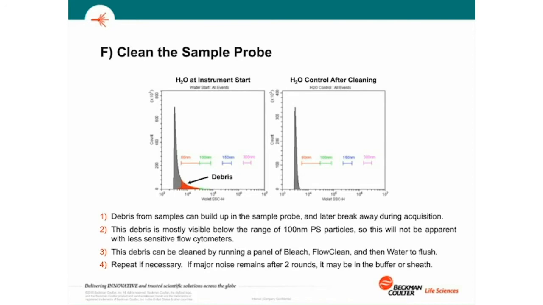If major noise remains after that, you most likely have dirty buffer or sheath. It's good for small particle work to deep cleanse your system regularly, and the only fix for dirty sheath is to switch it out for clean sheath. So it's important to take note of this. With less sensitive flow cytometers that cannot detect 100 nanometer particles or less, this may not be an obvious situation if you've not experienced it before.